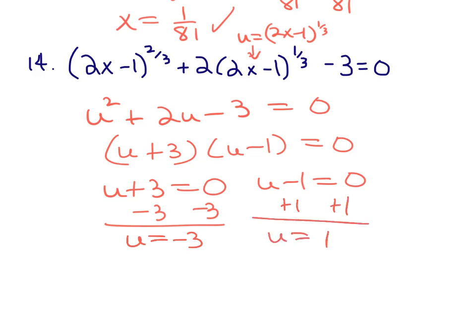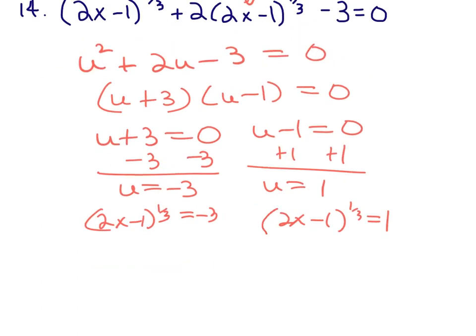I now have the value of u, but it did not ask me to solve for u. It asked me to solve for x. So now I'm going to substitute it back. So 2x minus 1 raised to the 1/3 power equals negative 3. 2x minus 1 to the 1/3 power equals 1. And now I'm going to solve for these. Again, I need to get rid of my 1/3 power, so I'm going to raise both sides to the 3rd power.